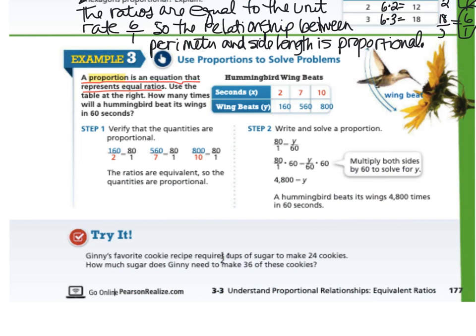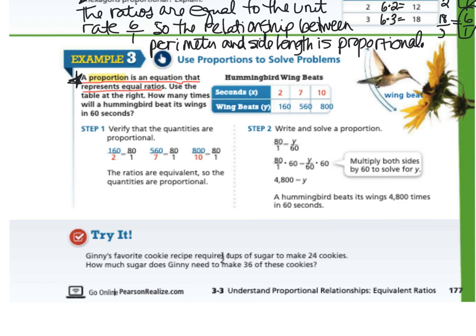Example 3. Use proportions to solve problems. A proportion is an equation that represents equal ratios. Use the table at the right. How many times will a hummingbird beat its wings in 60 seconds? So take a look at the table. We have seconds at 2, 7, and 10, and we have wing beats at 160, 560, and 800.